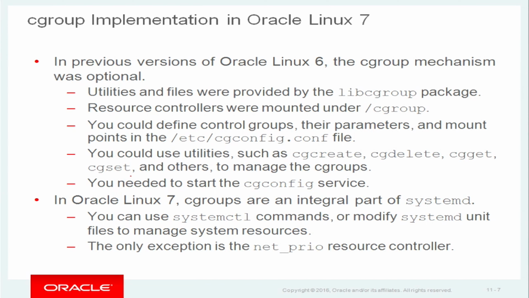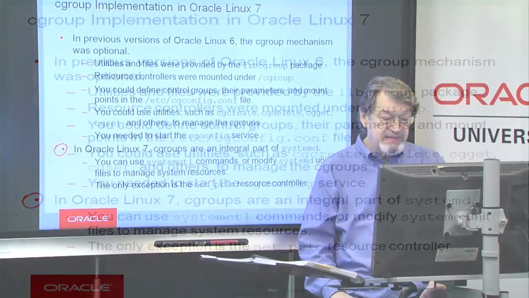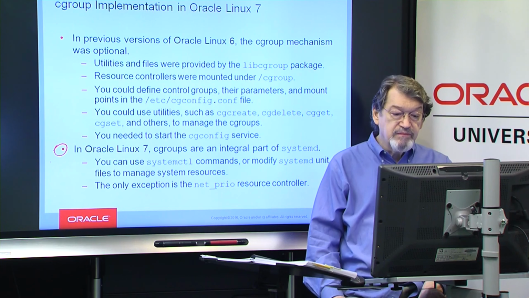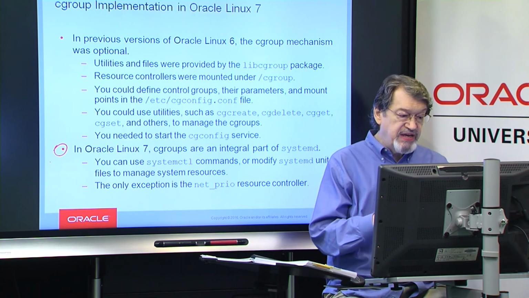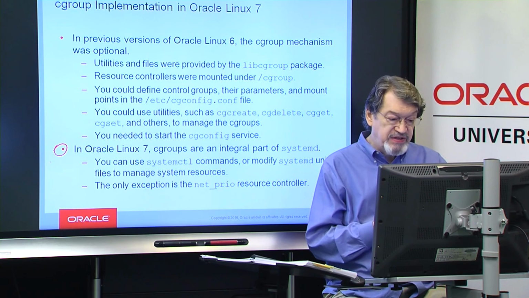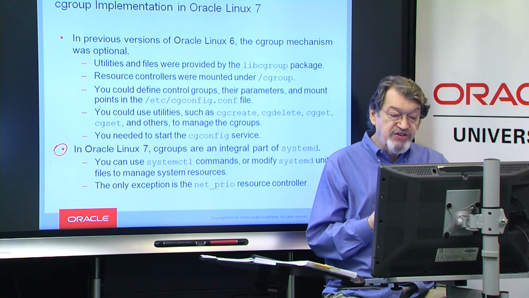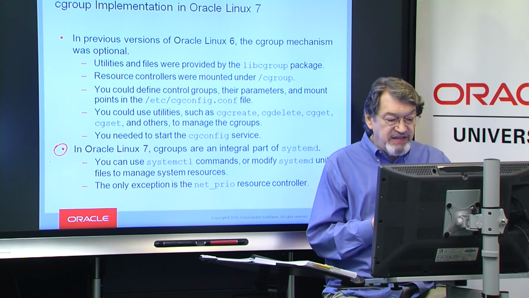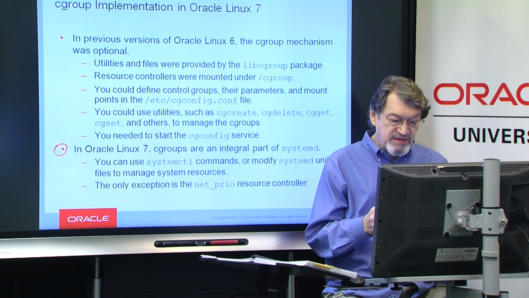In Oracle Linux 6, the C group mechanism was optional. As you look down here at the last bullet, C groups are now an integral part of systemd. While in 6 we had a live C group, a directory in root called cgroup, in /etc there was cgconfig.conf, and cgcreate, cgdelete, cgget, cgset, all those sorts of things.